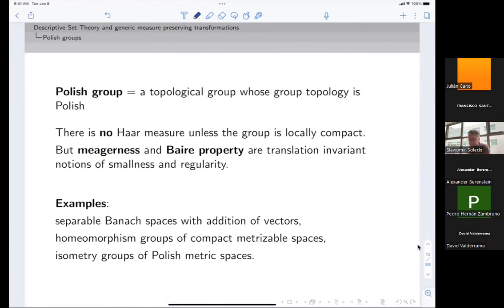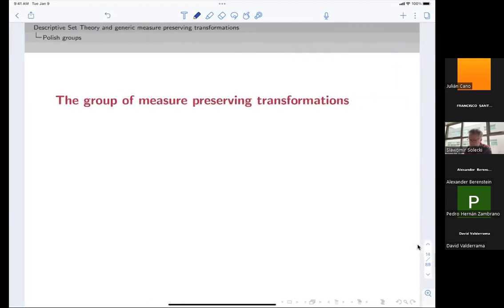So, examples of the groups that I will be talking about. As I mentioned, I will be talking about non-locally compact groups, so no Haar measure. There are many examples. Here's a list, but there will be 3 particular examples that will play a special role, and we'll take a closer look at these. But here is just a short list. For example, separable Banach spaces with addition of vectors, homeomorphism groups of compact metrizable spaces, or isometry groups of Polish metric spaces. So many examples of that sort.